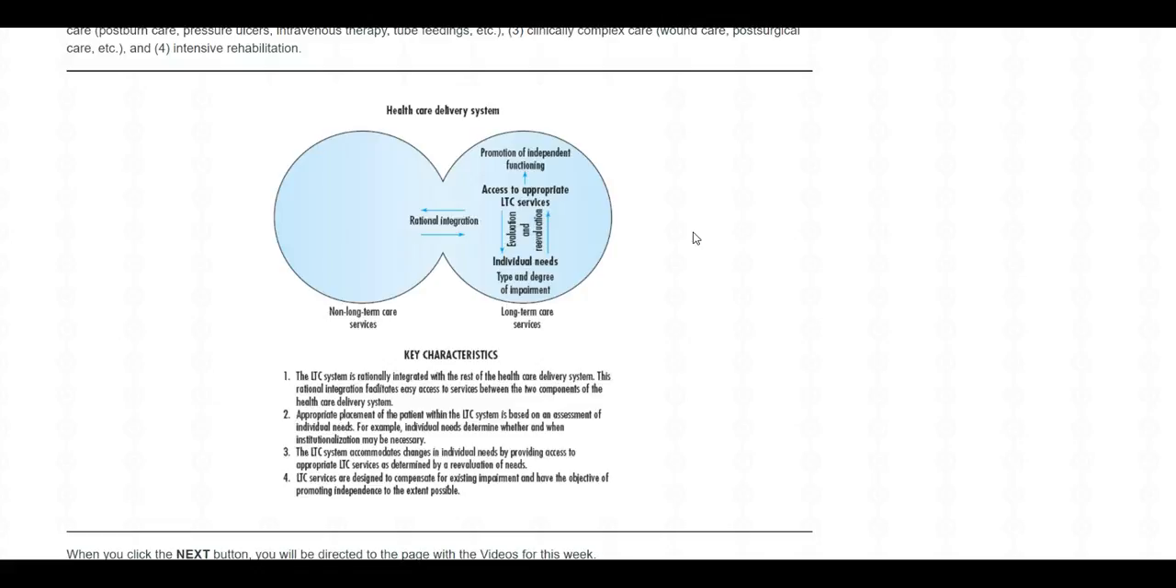Appropriate placement of the patient within the long-term care system is based on an assessment of individual needs. Again, individualization is emphasized in long-term care. And the long-term care system accommodates changes in individual needs. Also, long-term care services are designed to compensate for existing impairment and have the objective of promoting independence as much as possible. So that pretty much covers it for Chapter 10 on long-term care.